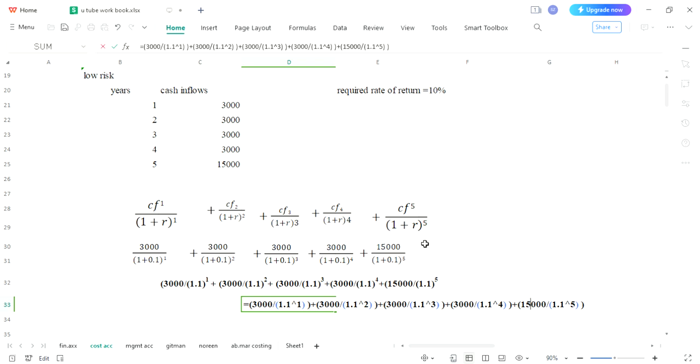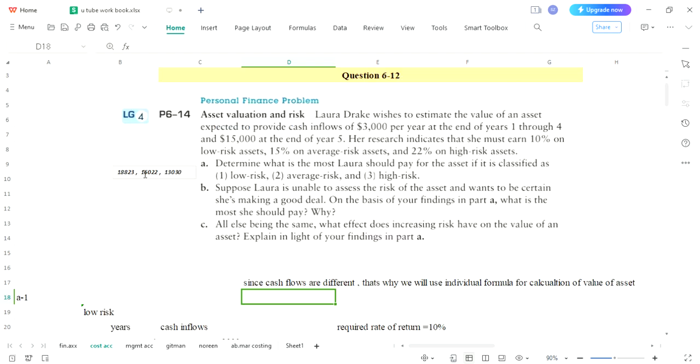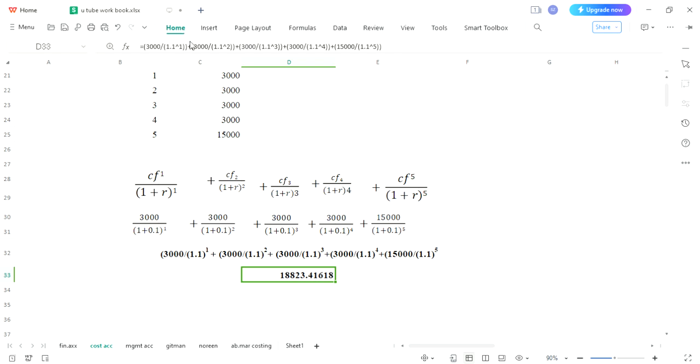And here you have got your first answer, 18,823, and match it with it, 18,823. So the first statement has been completed. For the second, we do not need to take so much time. Instead of that, we will copy it. Average risk, this is your first answer. Let's mark it as it has been done. We need to distinguish it, highlighting it. First part has been completed.